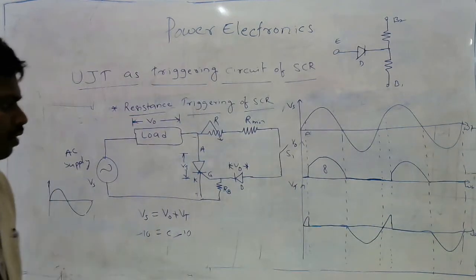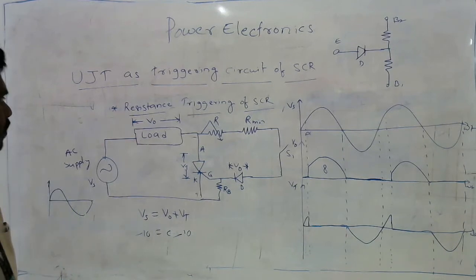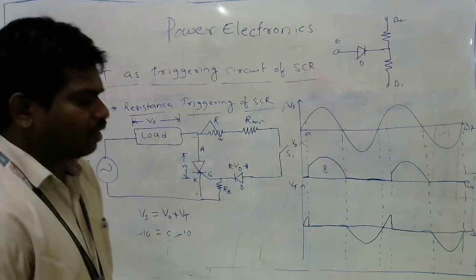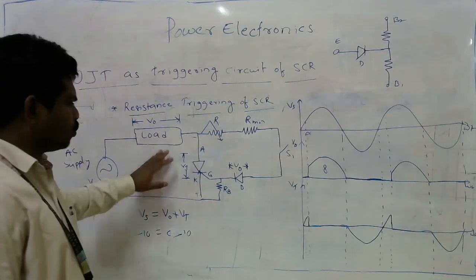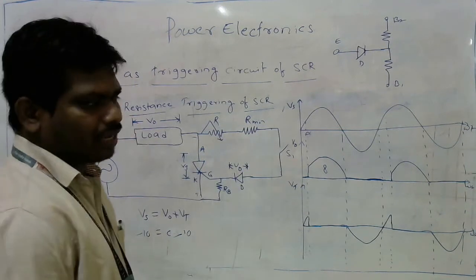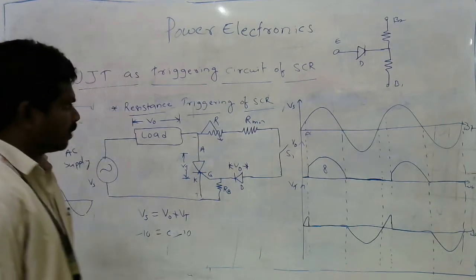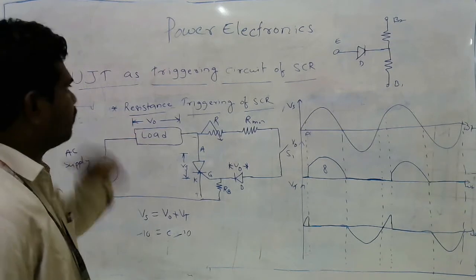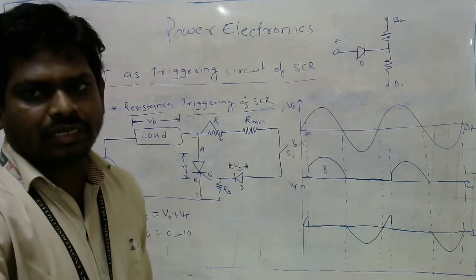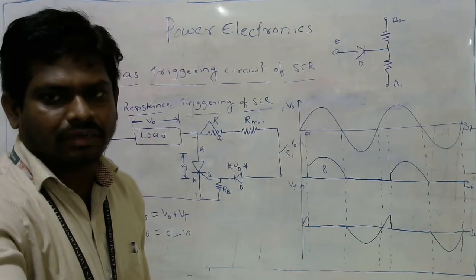Like this. So these are the waveforms for RC triggering of SCR, and this is one of the important experiments in the power electronics lab syllabus. It's very easy to do the experiment. Once you know this basic knowledge, you can apply it while doing the experiments in the power electronics lab. Okay. Next we will see another type of triggering circuit using UJT.